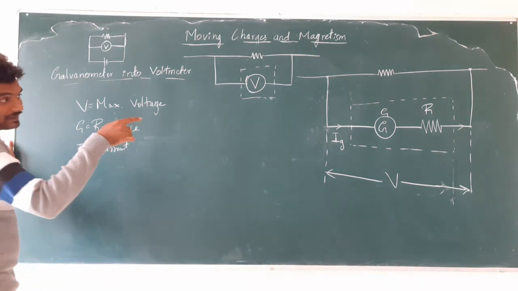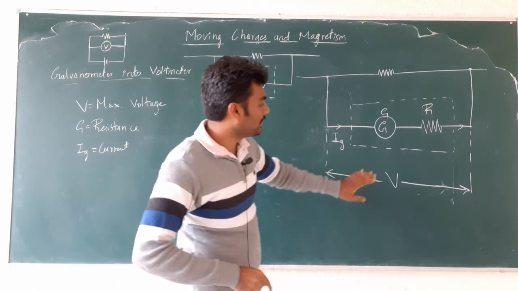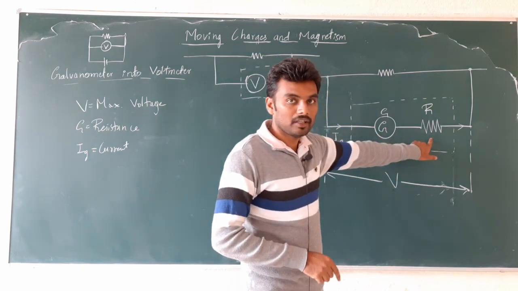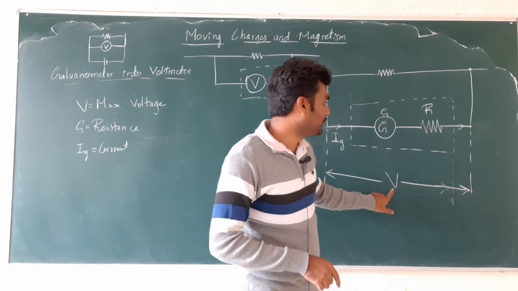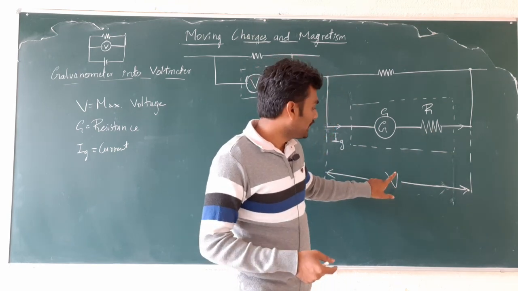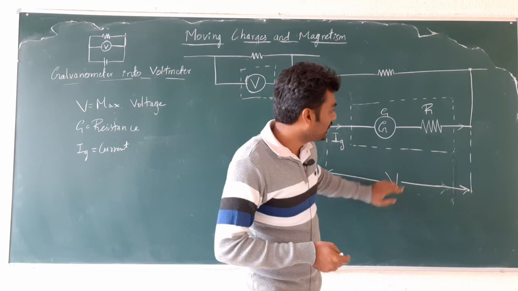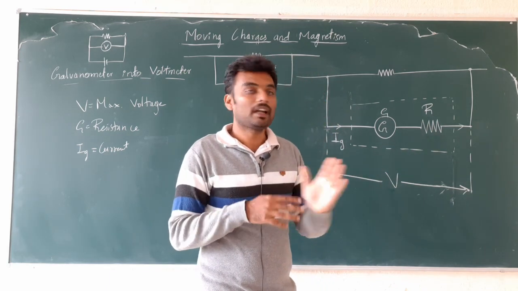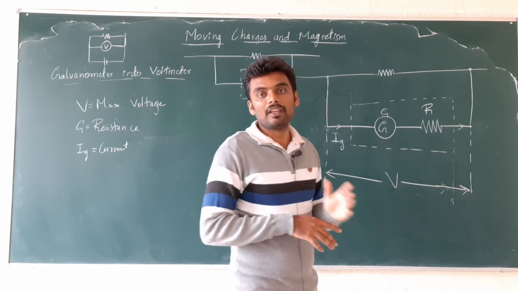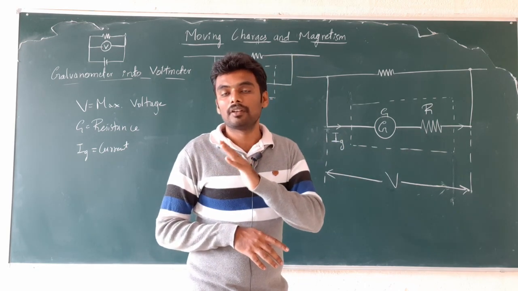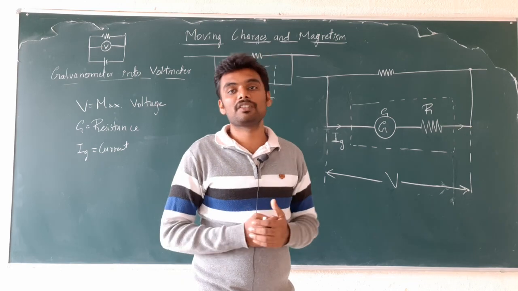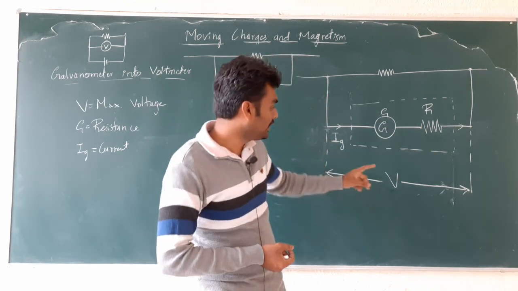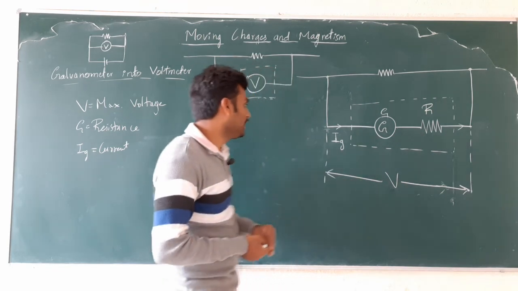So now we need to get the relation between V and R, right? Because R decides V. In other words, for our requirement of V, we can decide R. If I need a 2 volt ranged voltmeter, I can decide what R I need. If I want, say, a 50 millivolt ranged voltmeter, I can decide what value of R should be connected. So I need a relation which connects V and R. How do I get that?